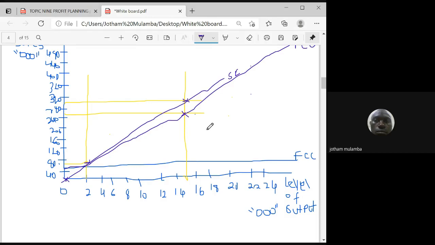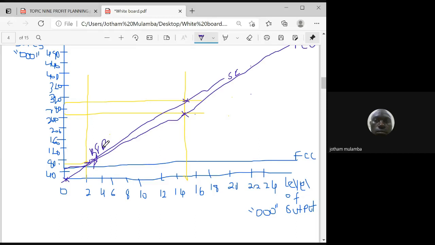Now, where the two lines have intersected here, mark that as the break even point. Break even point.